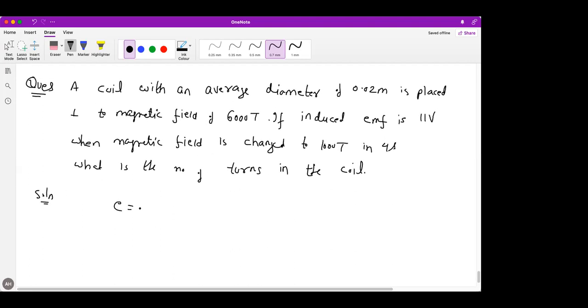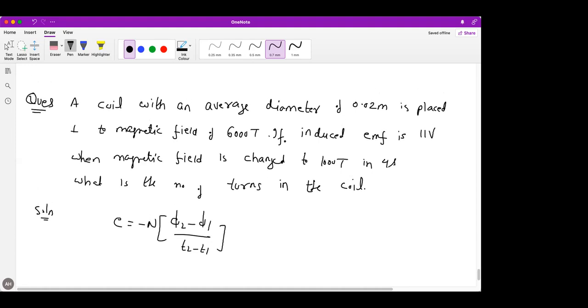So induced EMF is, if you have n number of turns in the coil, minus n times phi 2 minus phi 1 by T2 minus T1. See, the magnetic field is given, initial is given, final is given, EMF is given, radius is given. Try to get the value of n, the number of turns in the coil. Note it down.